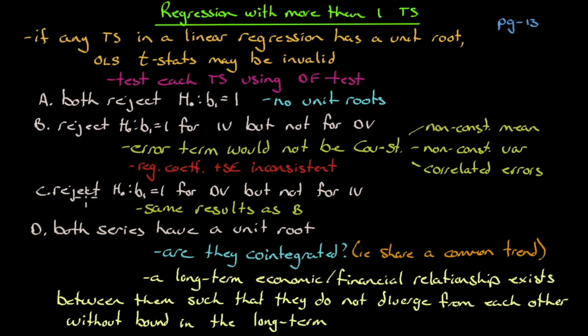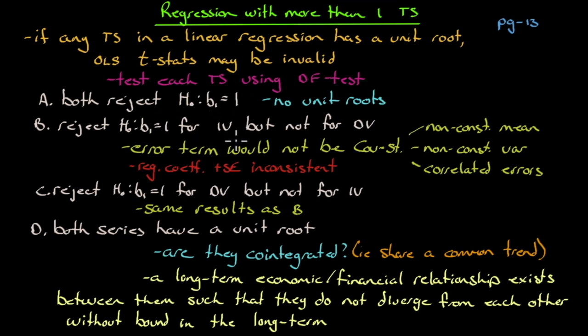B, you'll reject H naught for the independent variable, but not for the dependent variable. And of course, C is the same thing, just in reverse. You'll reject it for the dependent, but not for the independent. In other words, B and C are saying one of them has a unit root, the other one doesn't. The error term would not be covariance stationary, either because it has a non-constant mean, or because it has non-constant variance, or because it has correlated errors. So your regression coefficients and your standard errors would be inconsistent.